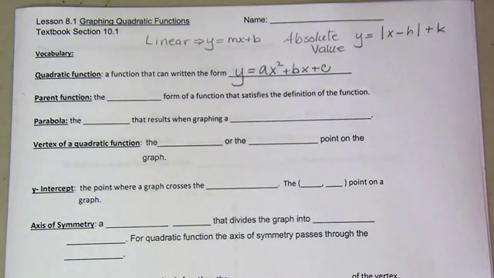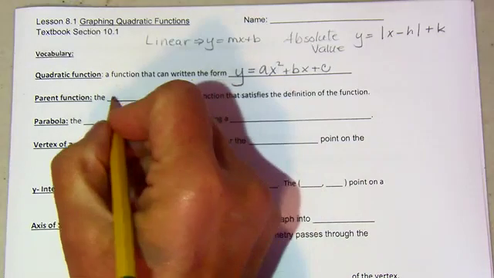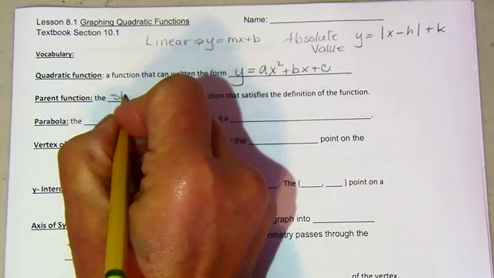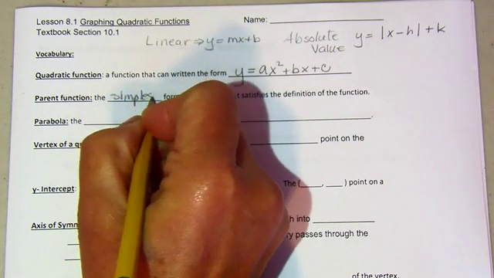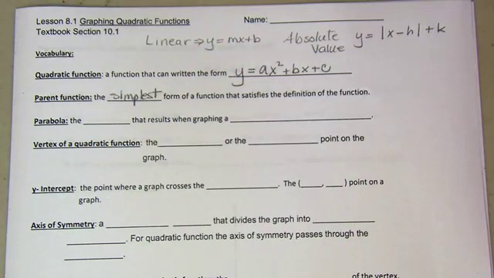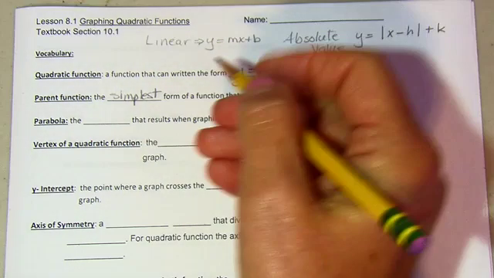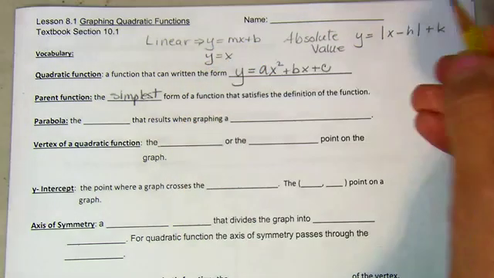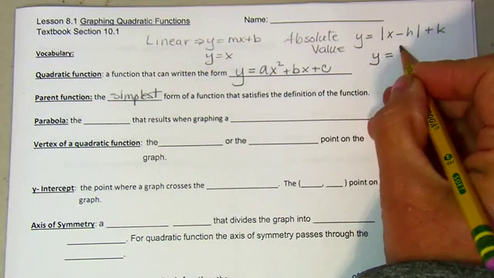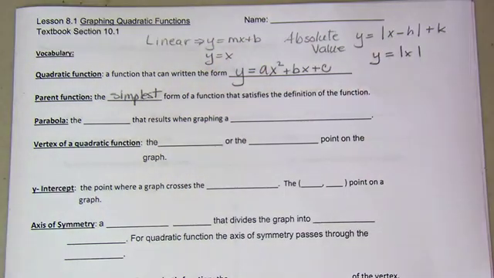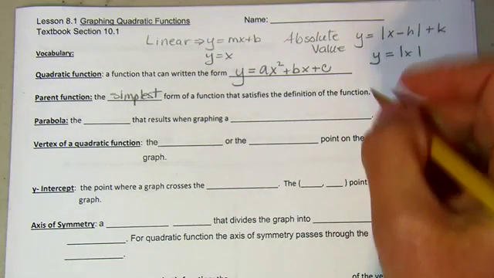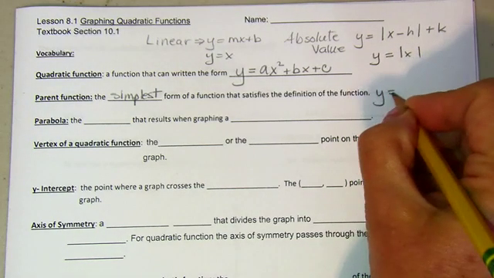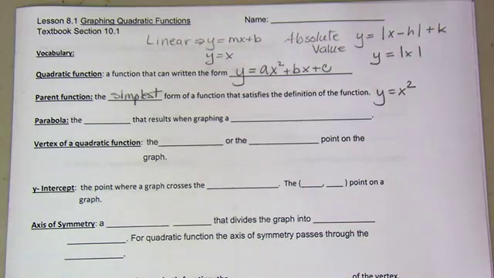Okay, we've talked about parent functions before. A parent function is the simplest form of the function that satisfies the definition of the function. So when we talked about a linear function, the simplest form was y equals x. When we talked about the absolute value function, it was y equals the absolute value of x. And then when we're talking about a quadratic function, the simplest function is y equals x squared.